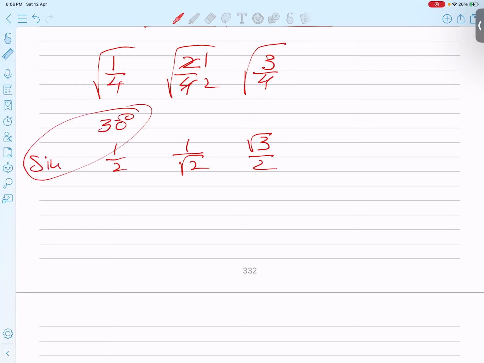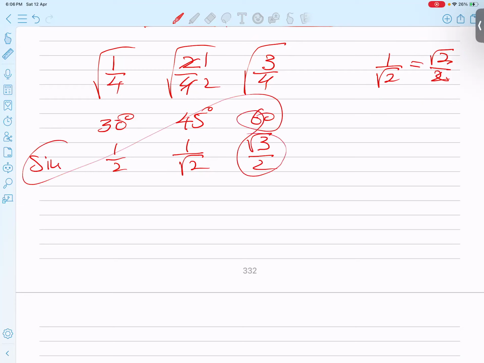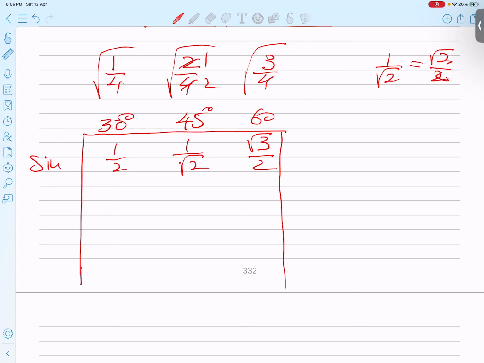Check your calculators, all of you. And this is the sine 45 degree value. Check in calculator, but I tell you one thing: 1 over root 2 or root 2 by 2, they are the same. So if you get this or this same value, don't worry about it. And sine 60 is this value. As a teacher, I memorize all these values, so I request you memorize these values.